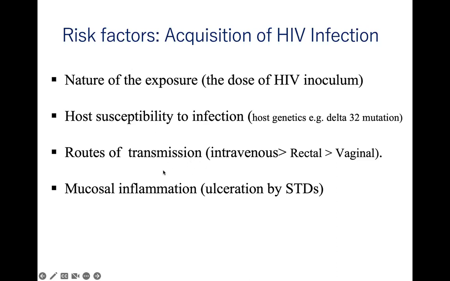And also, some routes of transmission have a higher risk of transmission, like intravenous has higher risk than sexual transmission, and for sexual transmission, rectal transmission has a higher risk compared to vaginal transmission. This is mainly driven by the human biology, whereby the vaginal route is more adapted for having a better barrier. And then also sometimes when people have co-infections, like if someone has STDs, because of that breach of the mucosal barrier in the genital tract, they are more likely to get infected.